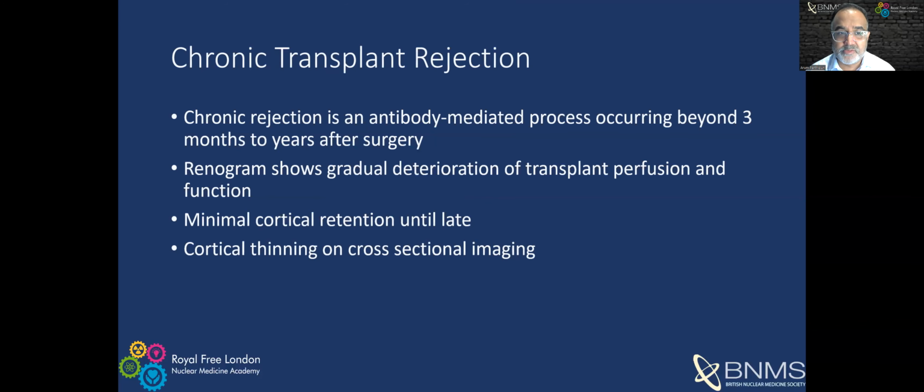Chronic transplant rejection is an antibody-mediated process that occurs beyond 3 months, and in this case, the renogram shows gradual deterioration of the transplant perfusion and function. You have minimal cortical retention only until very late in the disease process, and you'll see cortical thinning on cross-sectional imaging.